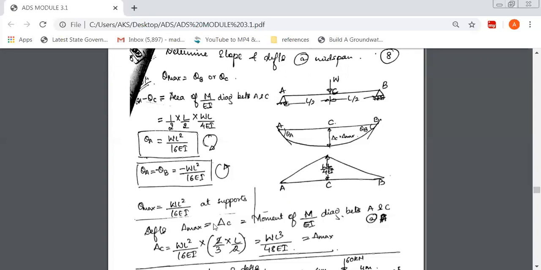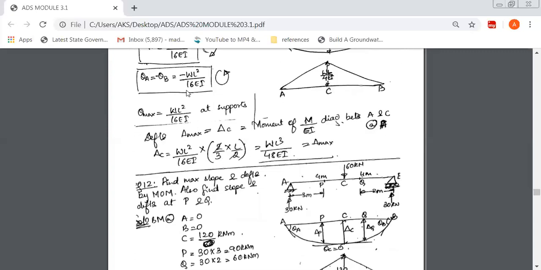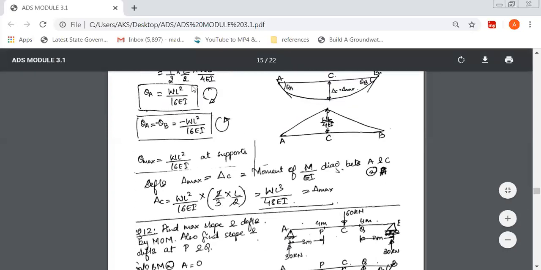So this would be moment of M over EI diagram, that is nothing but, again, same thing, area of M over EI diagram into CG distance with respect to point A. So we have already found out the area here. So it is WL square over 16 EI, that's what I've written here, WL square over 16 EI into its CG distance, CG with respect to A.